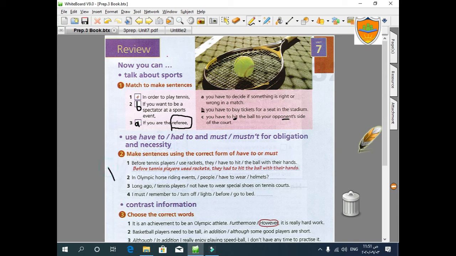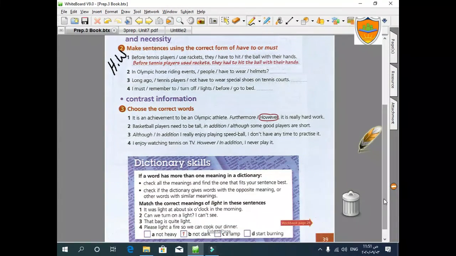Exercise 2 is left for you as homework. Exercise 3, we are going to choose. It's an achievement to be an Olympic athlete. However, it's really hard work. Okay, it's answered for you.